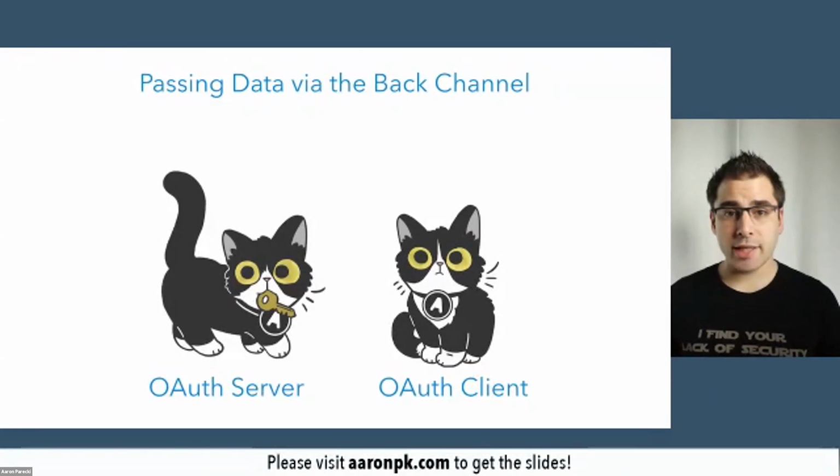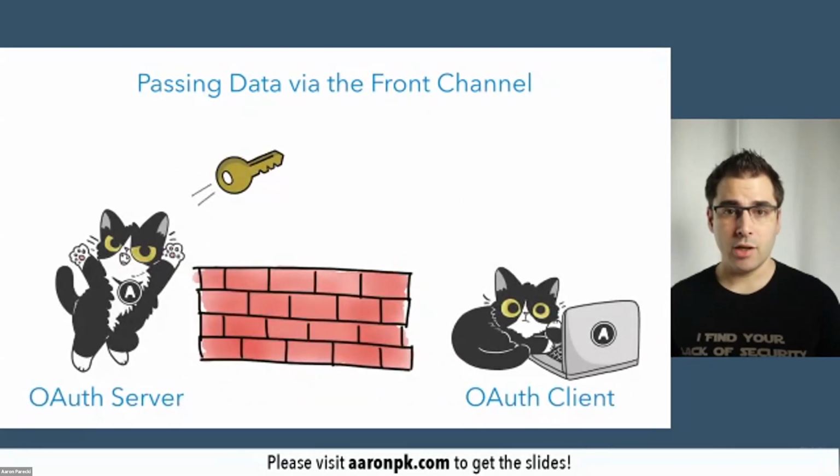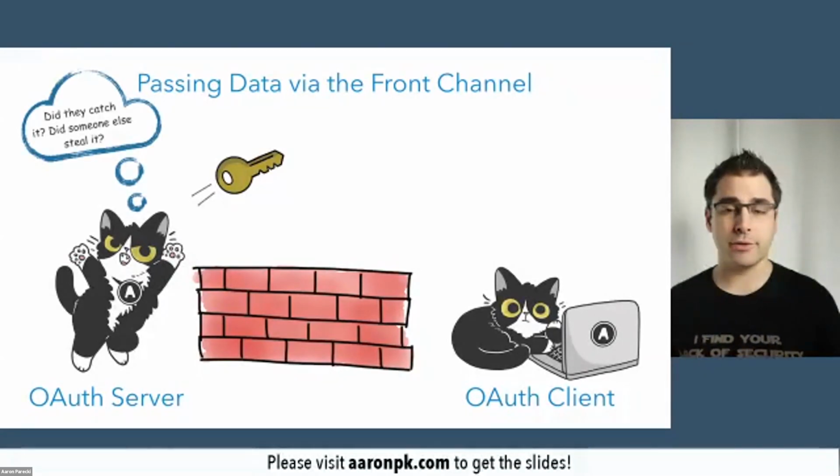Sending data over the front channel is more like throwing it over a wall and just kind of hoping they catch it, where you can't actually be sure that they caught it. You can't tell if somebody stole it mid-flight. You can't tell if it just landed on the floor.